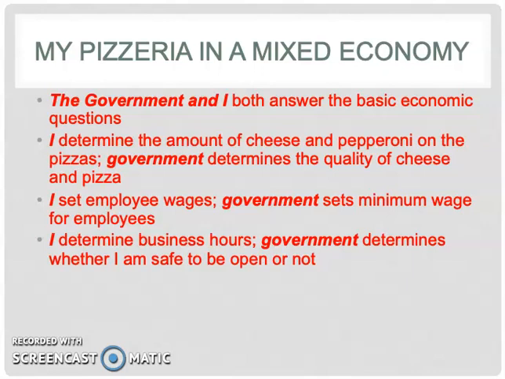Okay? And that is a look at our economic systems of a traditional, a command, a free market, and a mixed economy.